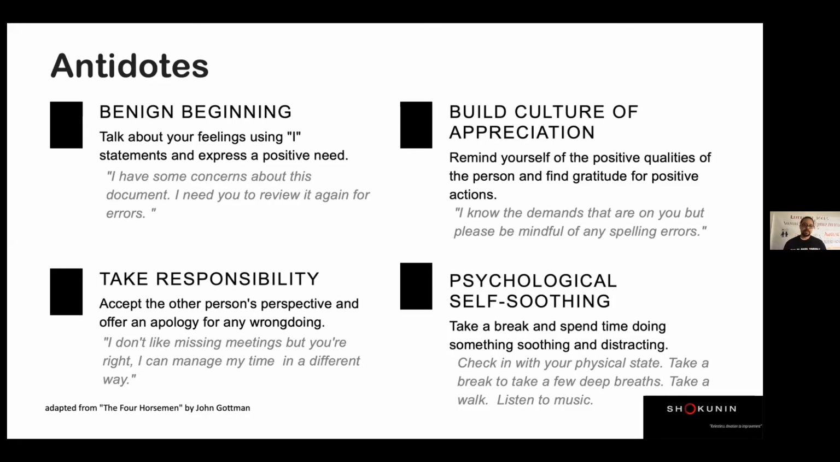So going down to the bottom left, take responsibility. This is the antidote for defensiveness. In this way, defensiveness tends to be someone saying, "Here's why I did it." Oftentimes, you see that show up as excuses. The antidote here being accepting the other person's perspective, figuring out what could be true about what I hear.